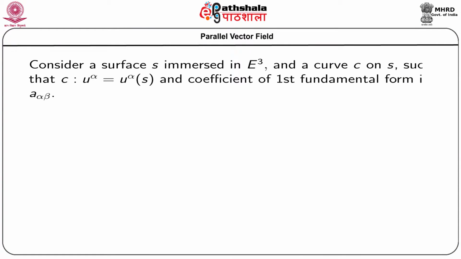So, let us consider a surface S immersed in Euclidean space E3 and a curve C on S is given by the equation u alpha equals u alpha of S. So, the equation is represented by the parameter S, that is the arc length, and the coefficient of the first fundamental form is a alpha beta.